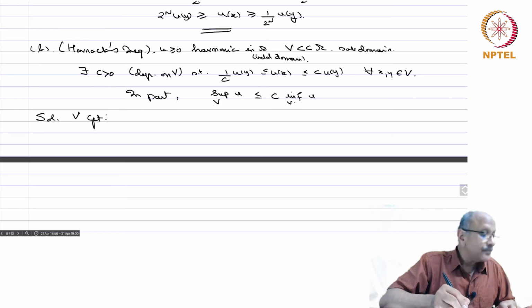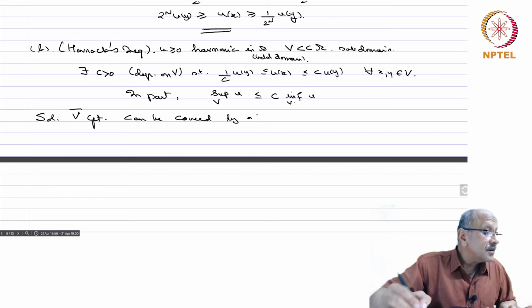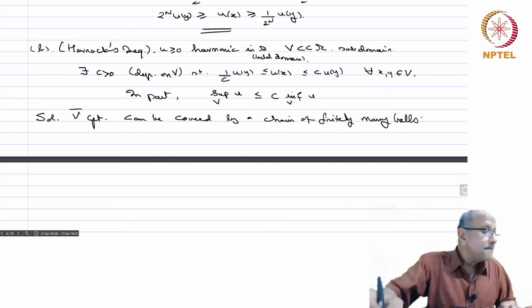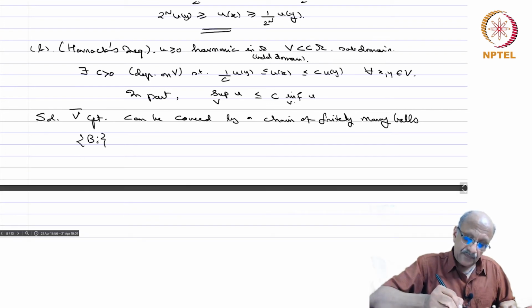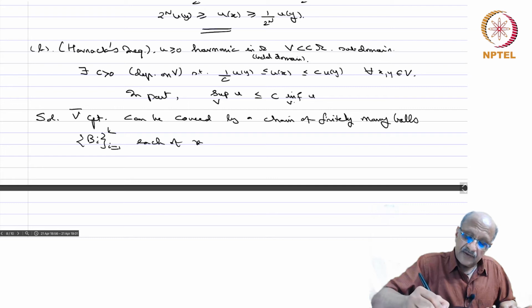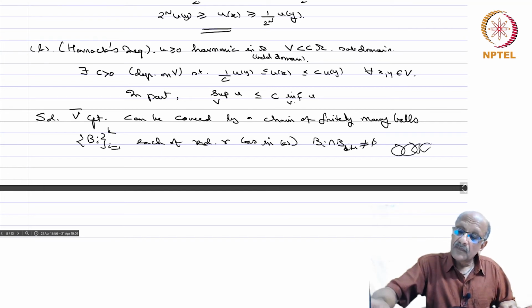Solution. So, the closure of V is compact, and therefore can be covered by a chain of finitely many balls Bi, i equals 1 to k, each of radius r as above, as in A, and Bi intersection Bj, Bi plus 1 not empty. So, you cover it like this.